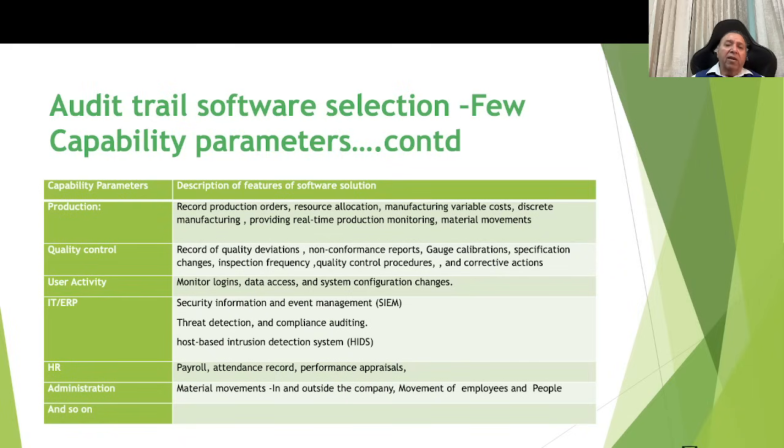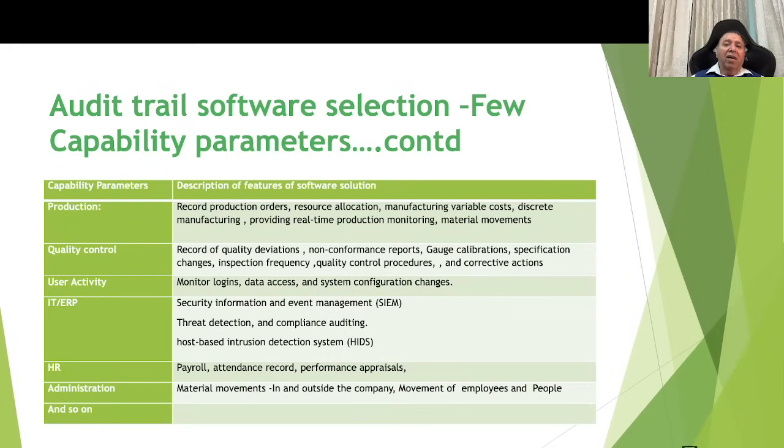Inspection frequency. Similarly, inspection frequency can be changed from say 10 per lot to say nil per lot. That means straight direct online. Quality control procedures and quality control parameters and corrective actions. User activity. It should be able to monitor the logins, data access, and system configuration changes.